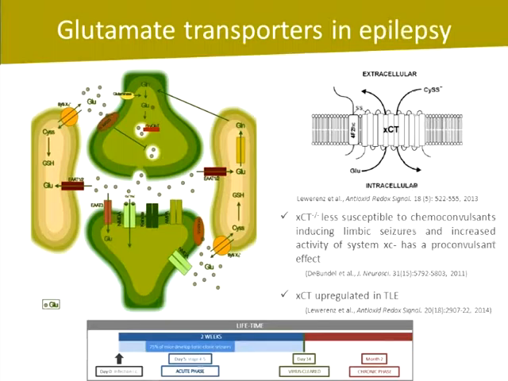We are actually more interested in another transporter, which is the glial cystine-glutamate antiporter, or system xc-, that is also located on glial cells, microglia and astrocytes.